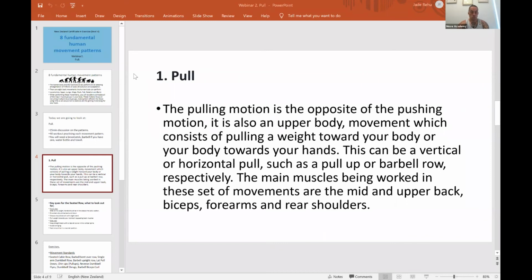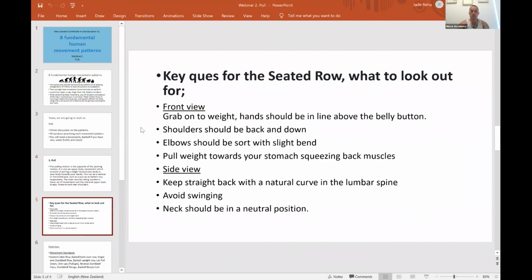Some of the key cues when we're looking at a seated row, as personal trainers instructing, we always want to take 2 angles, usually front or back, and also from the side. We can see different things from different angles. From the back or front, we can see if they're pulling the weight towards their belly button. You don't want to pull the weight towards your chest, because that means your shoulders are usually elevated, which means you're going to get tired and sore upper traps. So you want shoulders back and down and pulling towards your belly button.